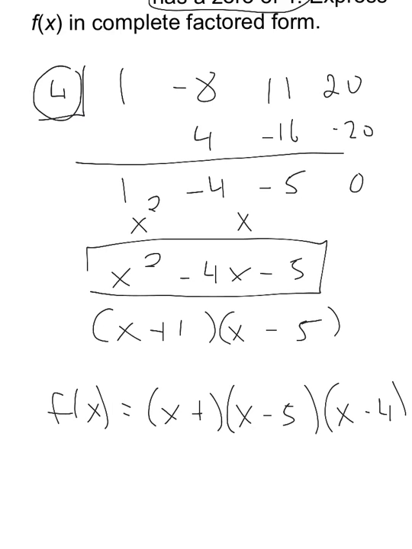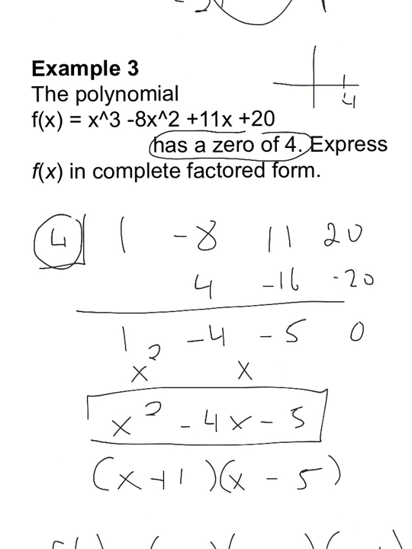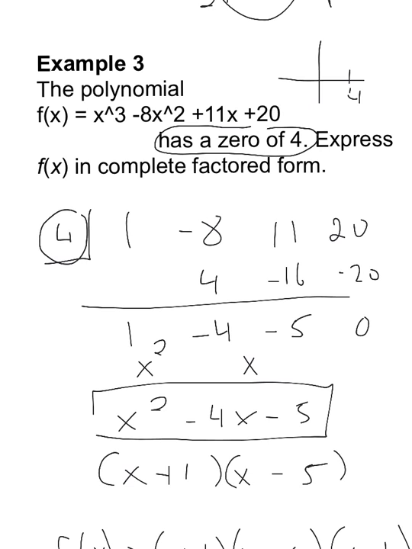Now, if you want to check your answer, please type this in your TI-83 the way it's over here, or you could go to Desmos.com and type it, and believe me, you will get the same thing as if you typed the original problem, which is technically x cubed minus 8x squared plus 11x plus 20. So that's it for part 1.